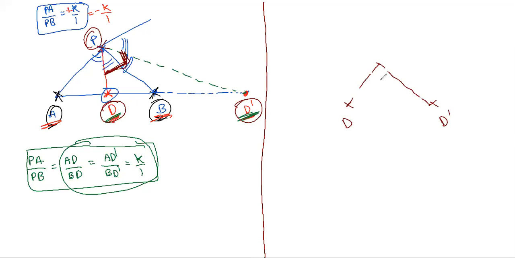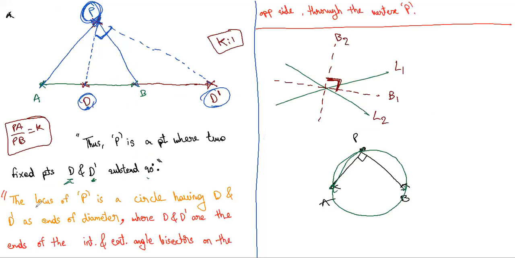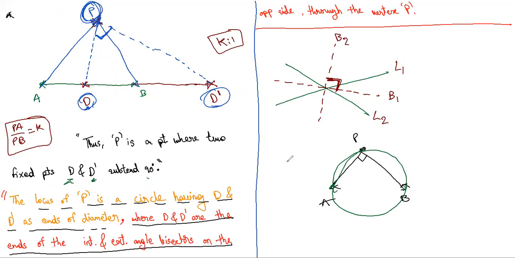The locus of points where two fixed points subtend 90 degrees will be a circle having those 2 points as the ends of the diameter. Therefore, the locus of any variable point P is the circle having D and D dash as the ends of the diameter, where D and D dash are the ends of the internal and external angle bisectors on the opposite side to the variable point P. This is the entire theorem.